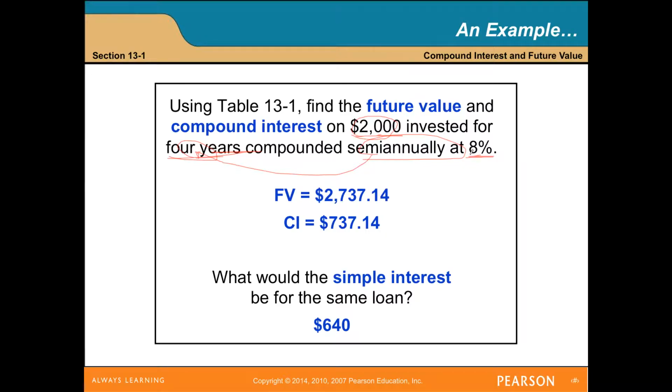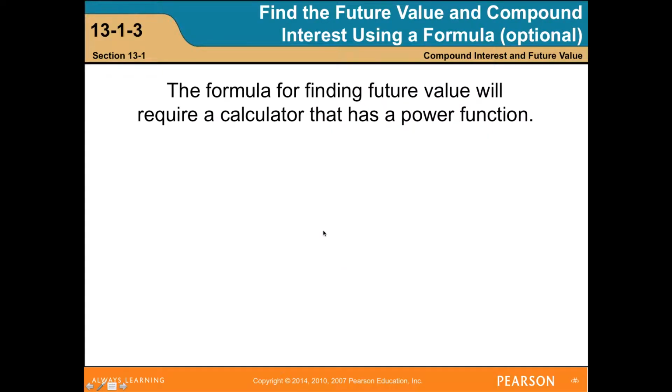$640, and this is just taking 8% of the $2,000 for each of the 4 years. If you want to cross-check whenever you come across questions that ask for compound interest and simple interest, if your simple interest is less than your compound interest, it's usually on point. If it's not, then you might want to rework it to make sure.